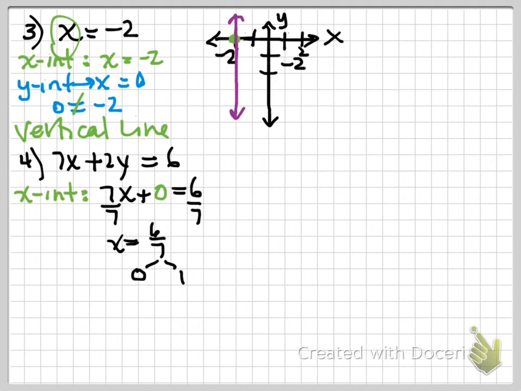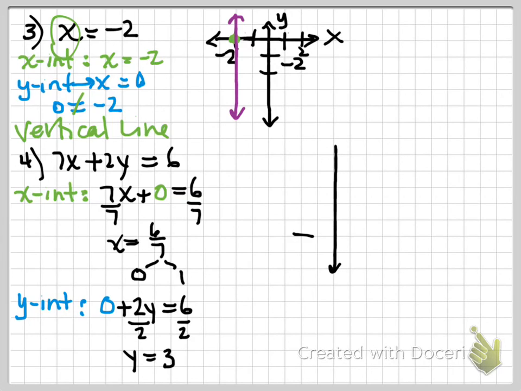Okay? Let's go with the y-intercept. So that makes the x value 0, and then we have plus 2y equals 6. So really the equation is just 2y equals 6. To get y alone, you divide both sides by 2, and we get y equals 3. So what I'm going to do is graph those two.